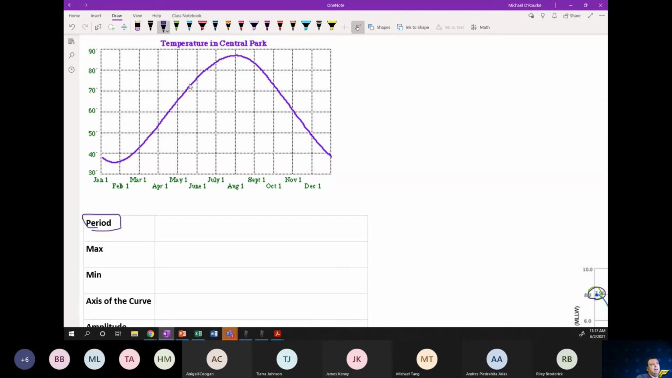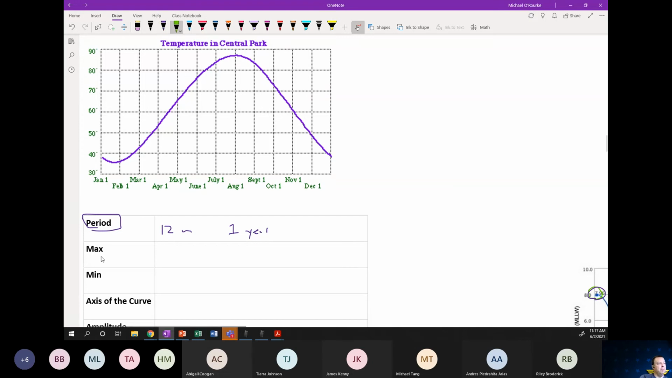All right. So, period here. I can kind of guess that the period is going to be 12 months or 1 year. It's not perfect because here it's still kind of going down. So I'm going to guess it's kind of like 12 months to 1 year is going to be the period.